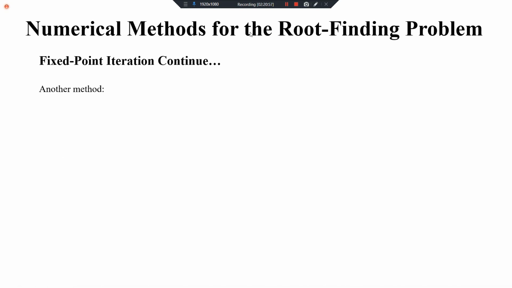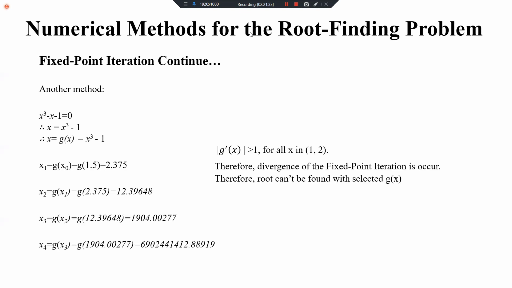And if we select your g(x) in another way, let's say x to the power of 3 minus 1, then your x2 is a bit high value. You can see your value goes to infinity. That means your g'(x) is greater than 1. How to find the g'(x)?